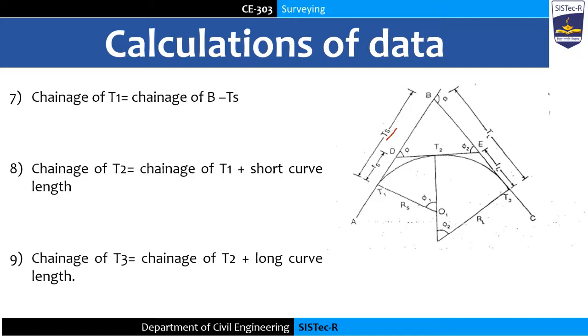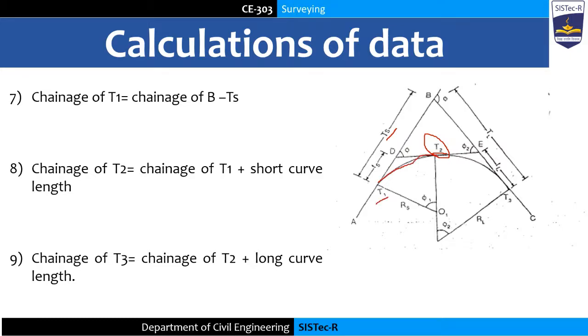Similarly, when it comes to T2, this point is T2. So chainage of T2 will be equal to chainage of T1 plus the short curve length. If I want to calculate the chainage of T2, this point, it will be equal to chainage of T1 plus this length of short curve.